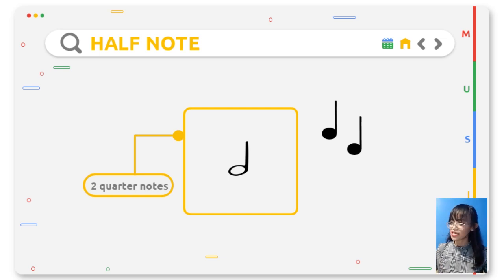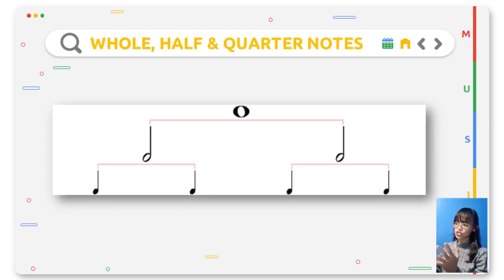So I have here this picture. It shows the whole note at the top, which is equivalent to 2 half notes. Sorry, 2 half notes. Then the 2 half notes are equivalent to 4 quarter notes. So, it's easy to remember. Okay, now let's proceed to the stem.